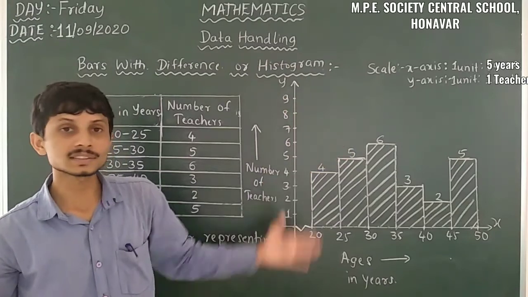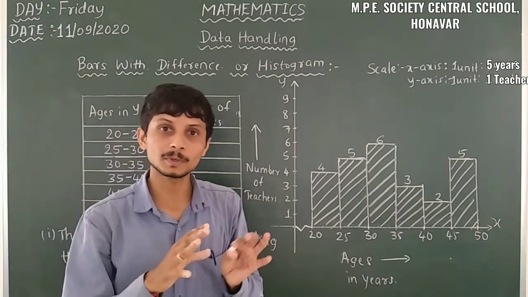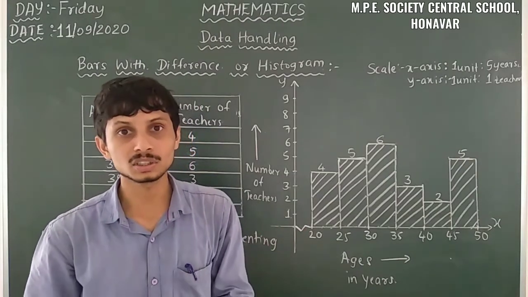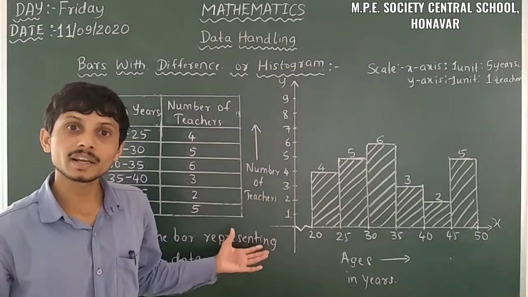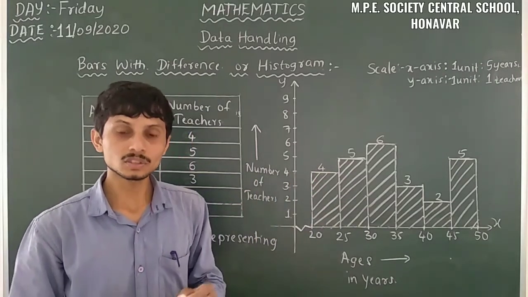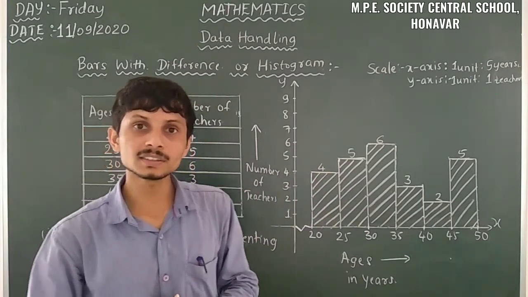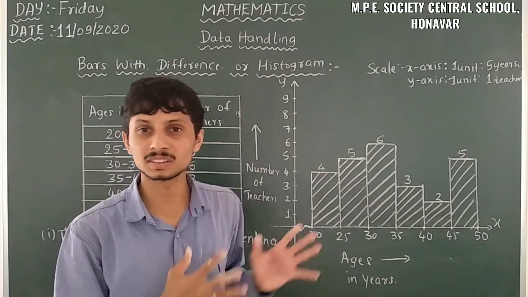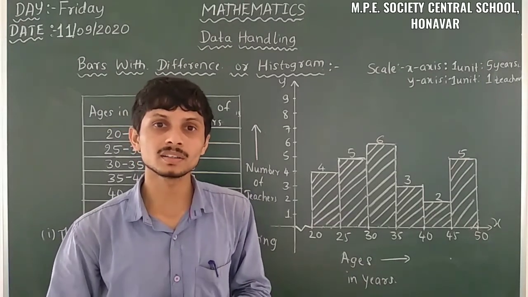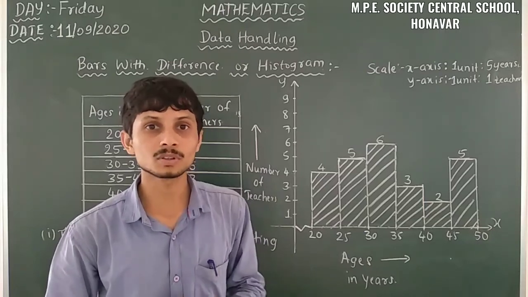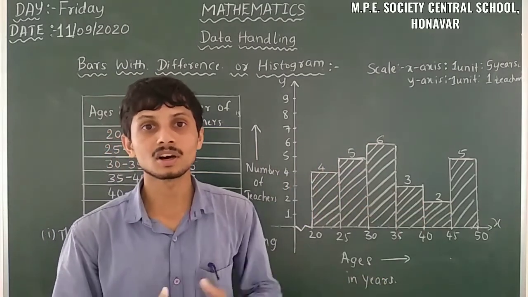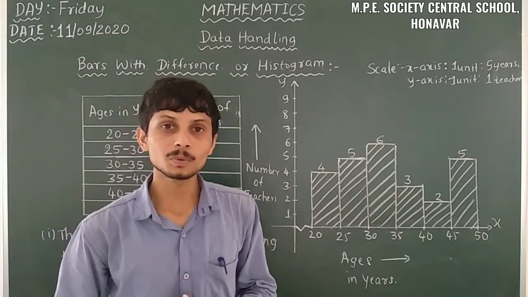So after writing the scale, the process of constructing a histogram for the organized form of data is completed. So this is about bars with difference or histogram. I hope you enjoyed this one. It is the easiest part in this chapter. So here it is a very interesting and fascinating part about drawing histograms. It looks very nice, and we can analyze the data easily. So I hope you enjoyed this one.